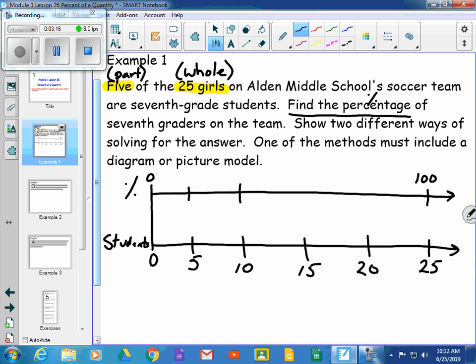We have matching tick marks on the top. Notice we split 100 into 5 equal pieces. So 100 divided by 5 is 20. We're going by 20s. 100% matches with the whole. What percent matches with the part? That would be 20%, and that would be our answer, 20%.